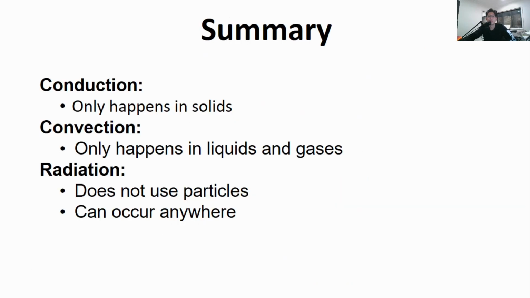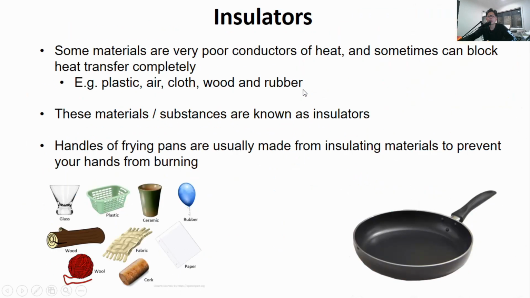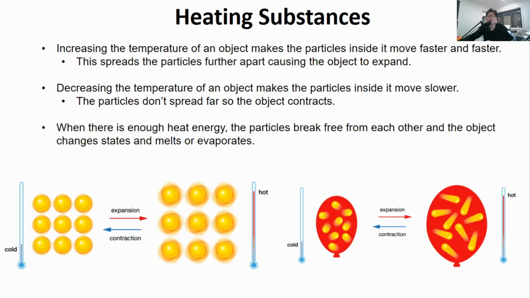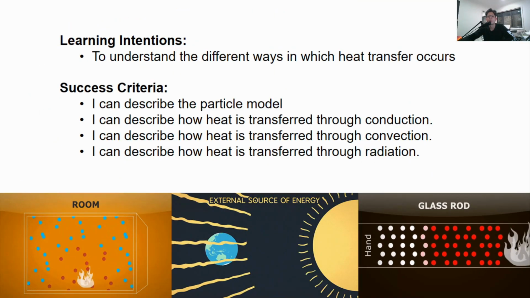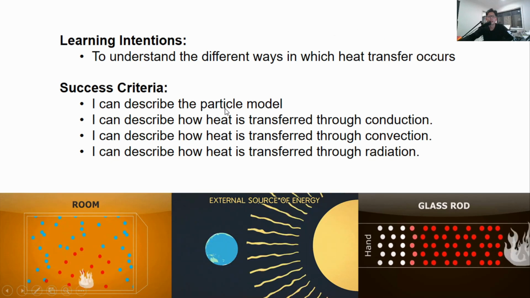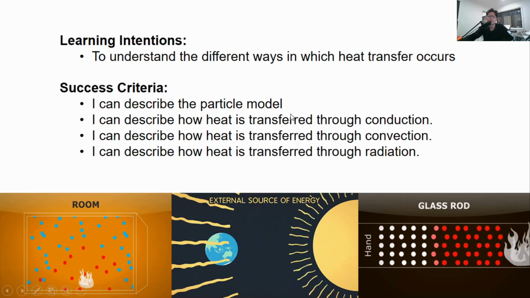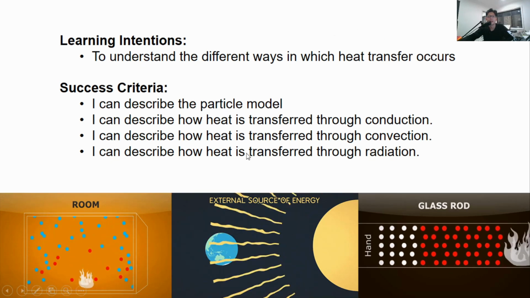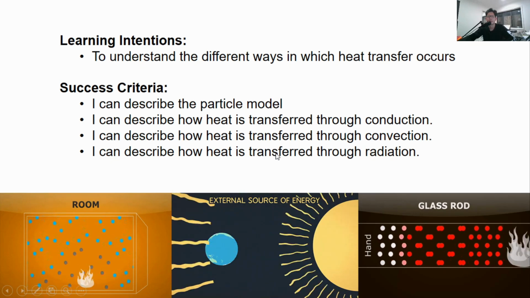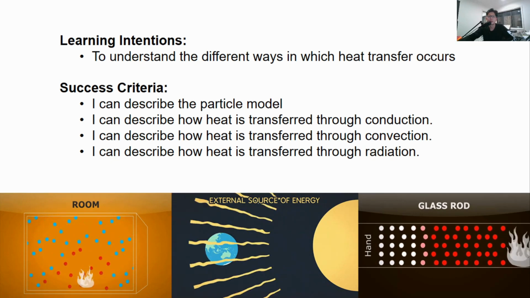So, a quick summary of this lesson: conduction only happens in solids, convection only happens in liquids and gases, and radiation does not use particles and can occur anywhere. Alright, so that brings us to the end of this lesson. Hopefully by now we all know about the particle model and can describe it. Can also describe how heat is transferred through conduction, through convection, and through radiation. Thank you for watching, and I'll see you guys all back online.